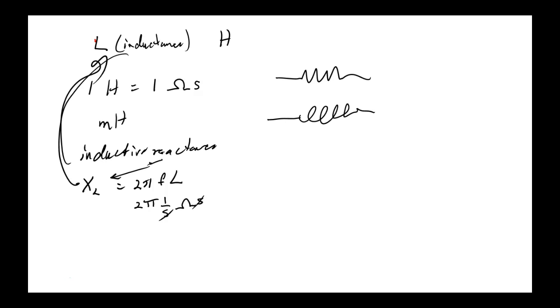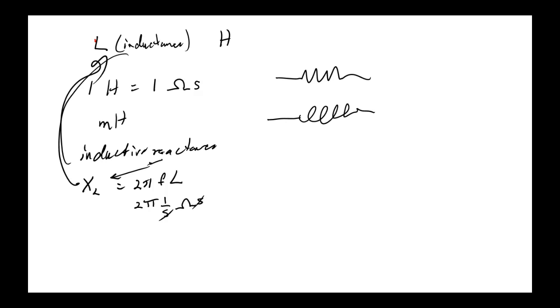So X sub L is the inductive reactance, the frequency is expressed in hertz, such as 60 hertz, 60 per second. That's your common, everyday household frequency. And L is inductance in henries. But remember, a henry is a huge unit, so if inductance is given in millihenries, the conversion must be made to henries to make the formula right.